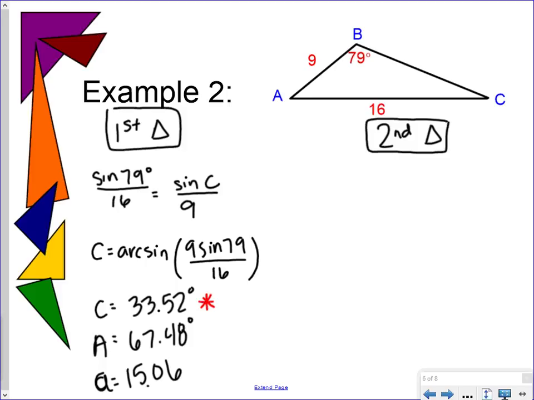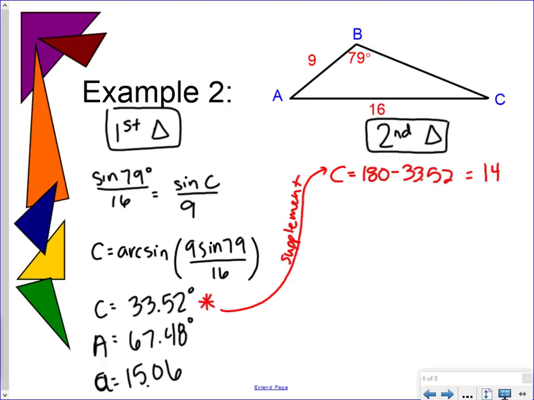Okay, go to your first angle that you found and find its supplement. So you've got to start at the very beginning and change that very first angle. And what is that new angle C? 146.48? Did I get that right? Okay.